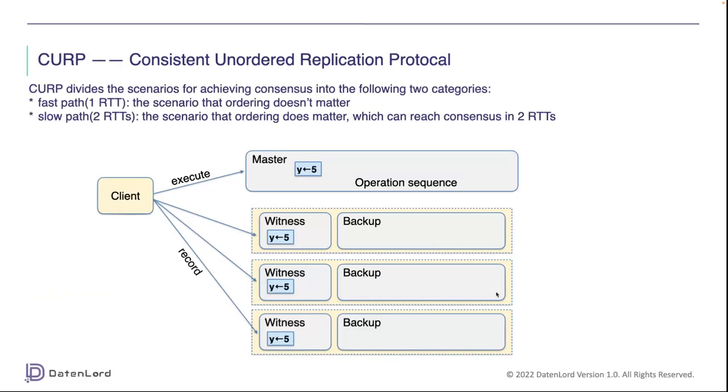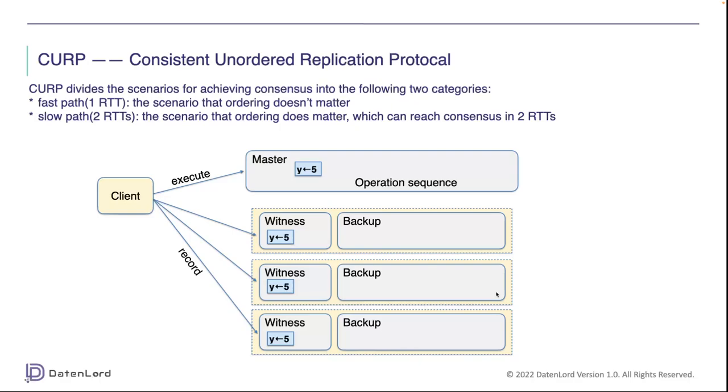And the CURP protocol originates from a paper titled Exploiting Commutativity for Faster Replication, presented at NSDI 2019. The authors of this paper are Seo Jin Park, a PhD from Stanford, and Professor John Ousterhout. Professor John Ousterhout is also the author of the Raft consensus algorithm.